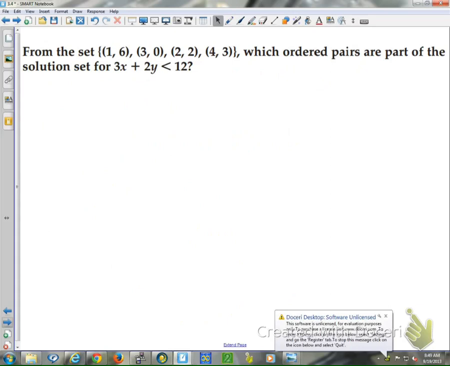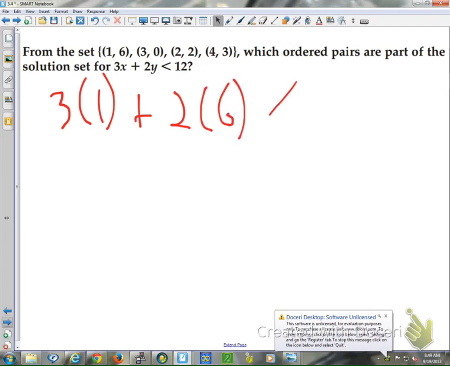Let's plug in 1 for x, 6 for y. So if we did that for the first one, that'd be 3 times 1 plus 2 times 6 is less than 12. Is 3 plus 12 less than 12? No, 3 plus 12 would be greater than 12. So this is false. So that one's not in there.